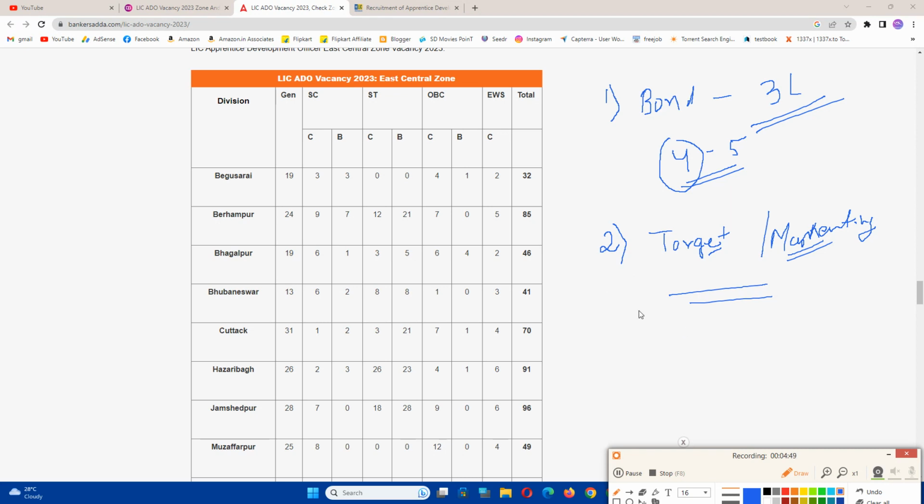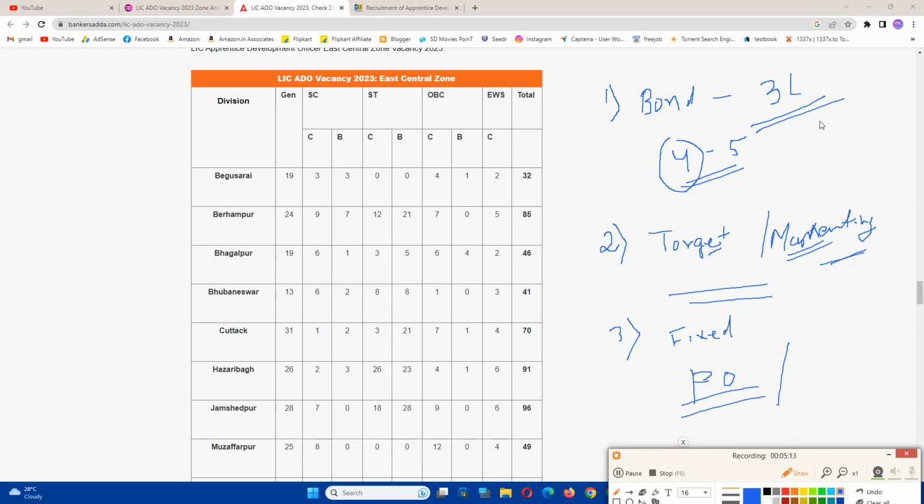And one more reason, there is a target, but this is not a permanent job also. If the target is not completed, you may be terminated from the job. This is the main reason. This is not a fixed job. I will say this is not a permanent job as compared to the bank PO. As compared to the bank PO, this is something else. This is not permanent. This is a field and marketing job.